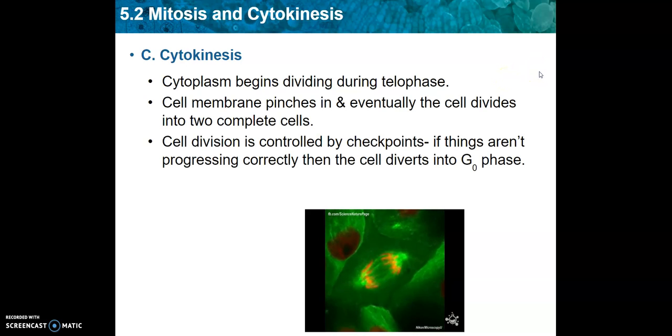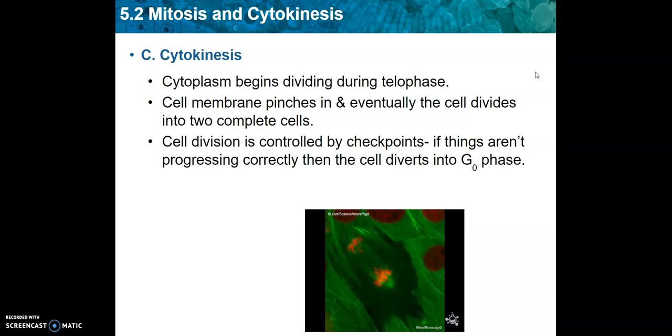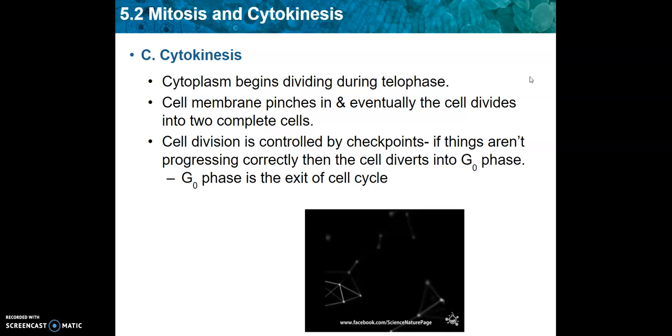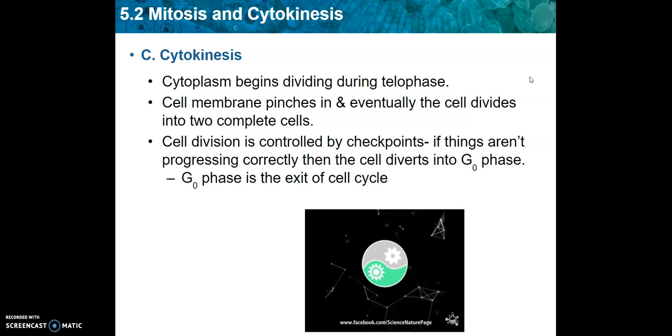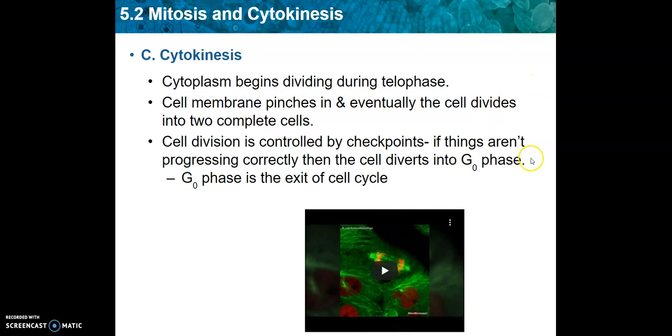Cell division is controlled by checkpoints. If things aren't progressing correctly, then that cell is going to divert into the G0 phase. The G0 phase is the exit of the cell cycle. So at a certain point, if the cell is not growing and progressing and doing what it's supposed to be doing, it gets kicked out of the cell cycle. So it's not just going to keep passing on bad parts or bad genes.